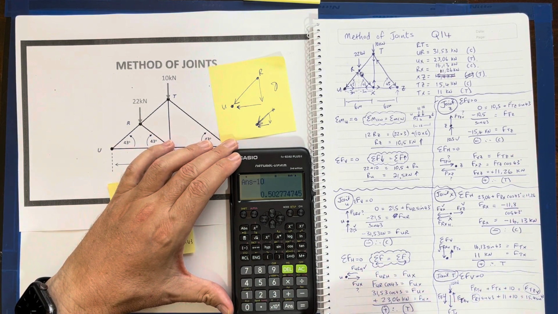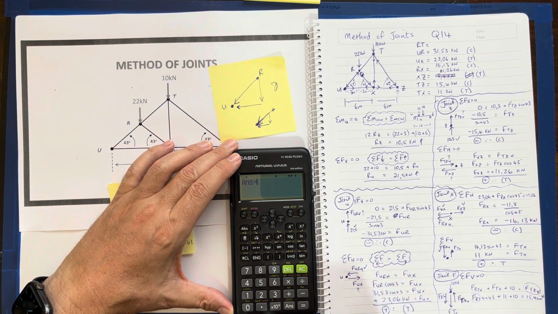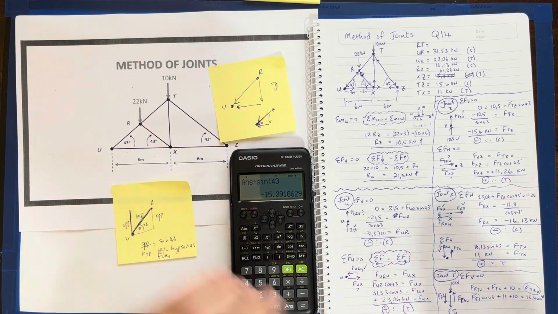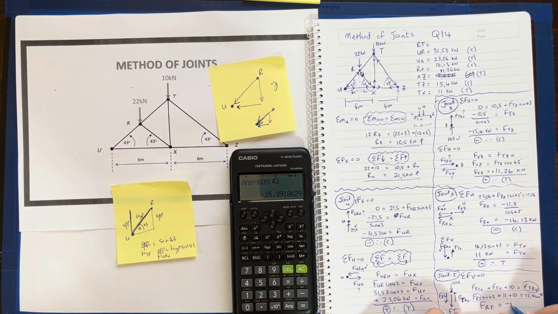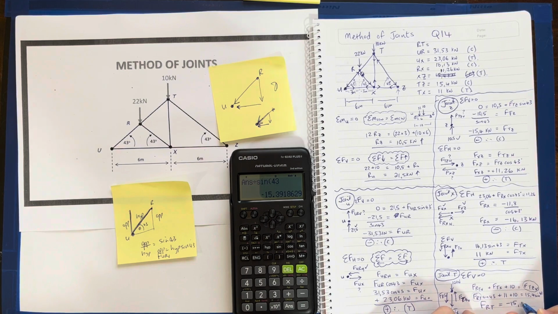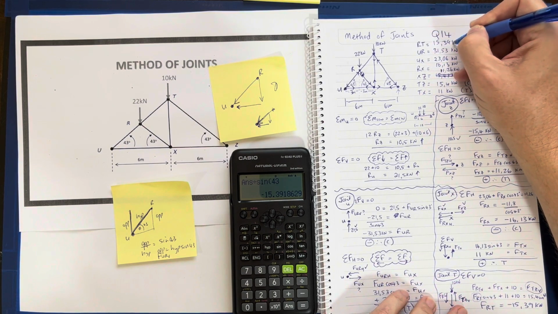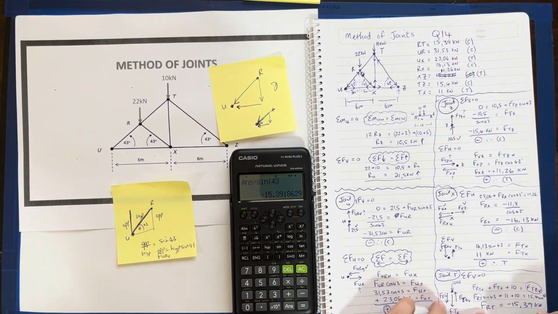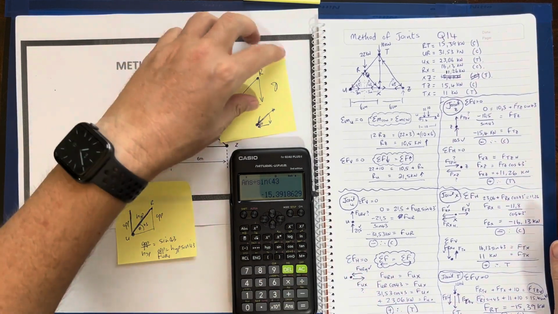Subtract 10, subtract 11, divided by sine 43, which gives me FRT equals negative 15.39 kilonewtons. It is negative. Therefore, it is in compression. So there we have it.